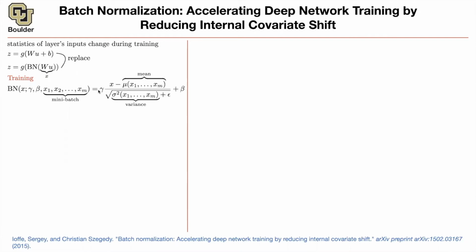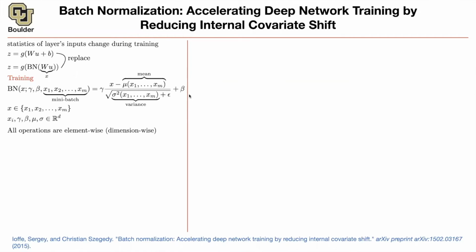And whatever you're seeing here are element-wise operations, so they are dimension-wise. This is a vector being multiplied element-wise by another vector. The mean is going to be a vector. X is a vector, you're subtracting two vectors from each other, dividing two vectors by each other element-wise.